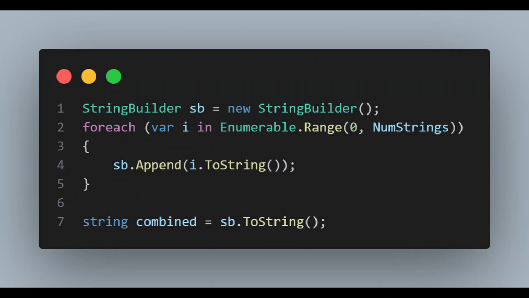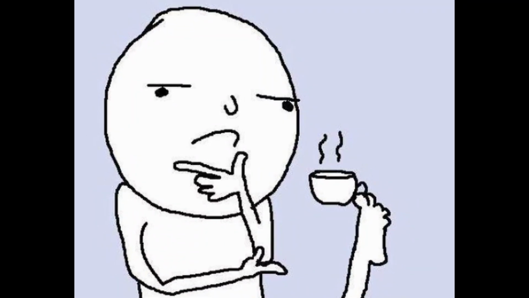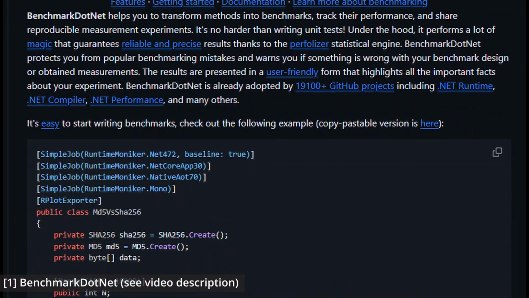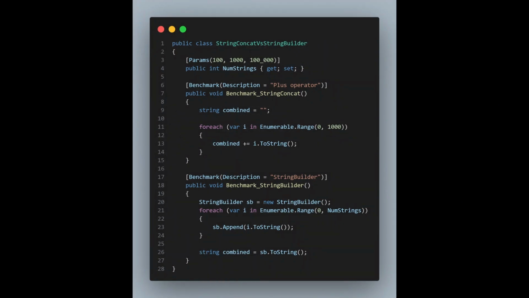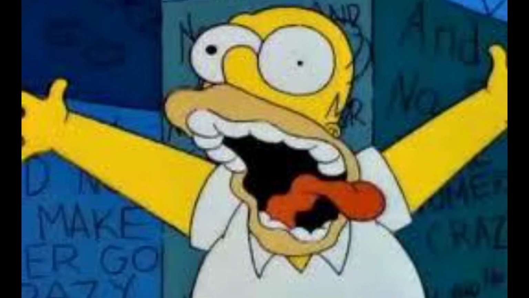But how much of a performance difference does it actually make? I wanted to know, so I ran some tests with BenchmarkDotNet. I did simple string concatenations in loops with the plus operator and the StringBuilder for 100, 1000 and 100,000 concatenations respectively. And these are the results, and they are just wild.